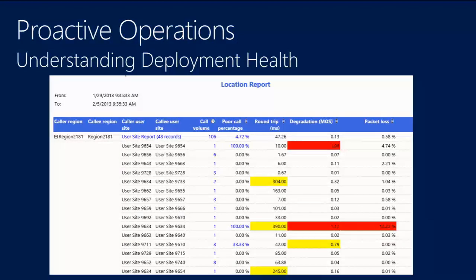But at a higher level, these are the things that will help you to understand how your network's performing, how Lync is performing, what your expected service is, and then where you would look to be proactive about improving service.